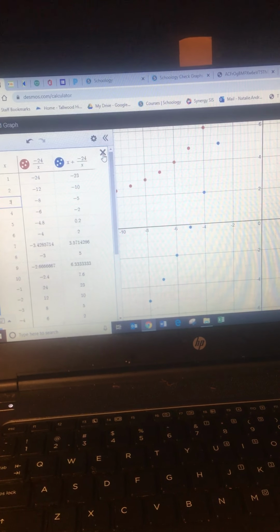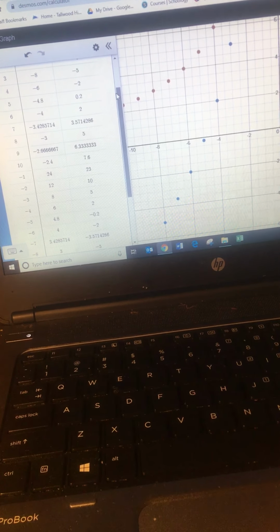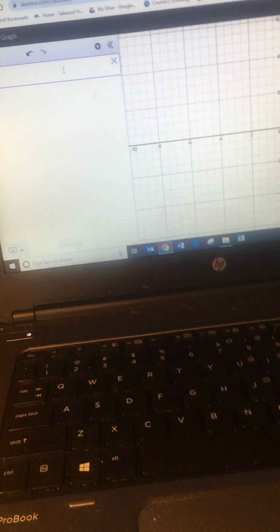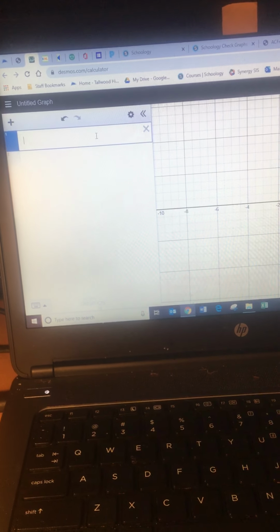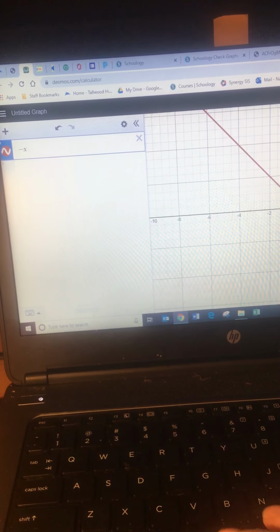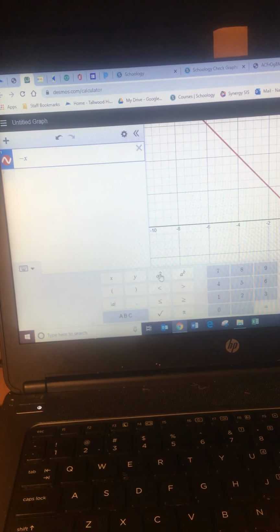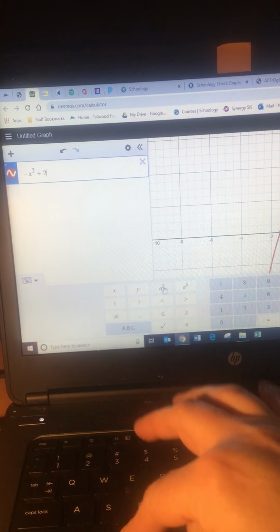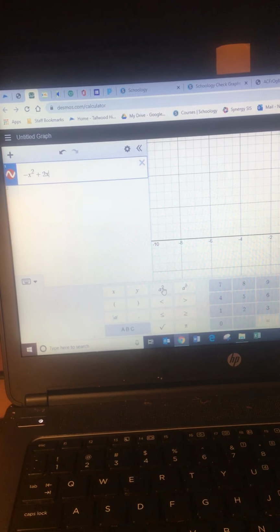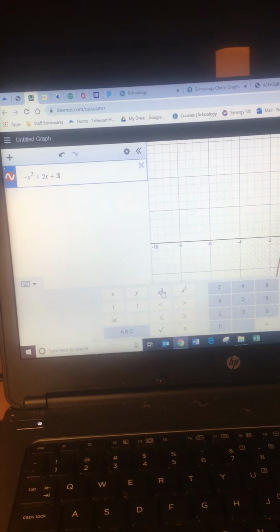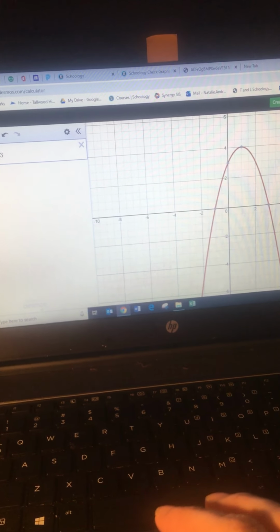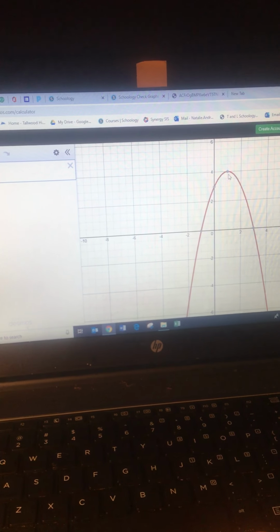I'll click this off for now because in this lesson we are not factoring anymore. So let's click it all out. Now what I'm going to do is type in my equation. Negative x squared plus 2x plus 3. Okay, I'm going to remove that. All right, so let's look at our graph.